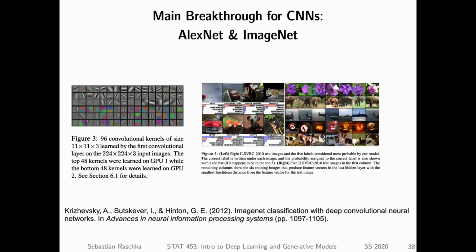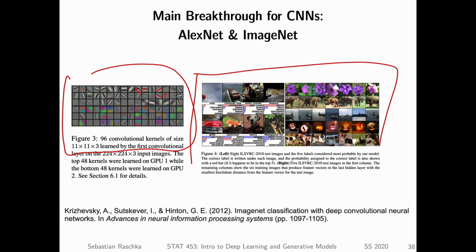Here are 2 more figures from that paper. On the left-hand side, they are showing the weight matrices, so how the kernels look. You can see these interesting shapes, and if you have ever taken a computer vision class, they look like traditional feature detectors in computer vision, which was interesting at that time. They showed that the network learns something that people would design by hand. Back then, people designed these filters by hand, and this network learned something very similar. And on the right side are some results of the classification problem.